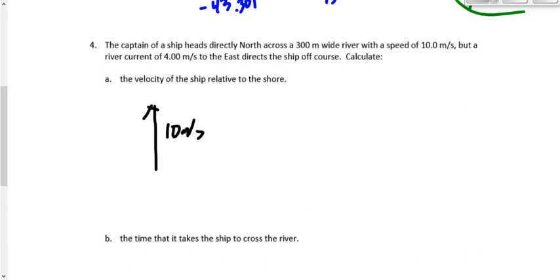But there's a river current to the east. Is that a solid line vector or a dotted line vector? That's a solid line vector. It's to the east. We have to make solid line vectors drawn front to back, or head to tail.